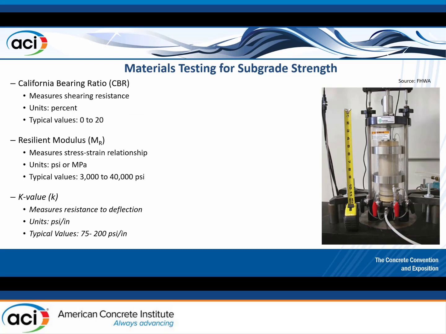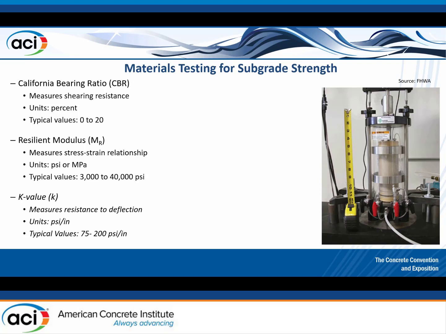We talk about the California bearing ratio. Basically what that does is measure the shearing resistance of the soil, and I'll talk about that in a second. Typical values are, 0, that's pretty weak. We generally see a value of 3 up to about 10 for general soils.